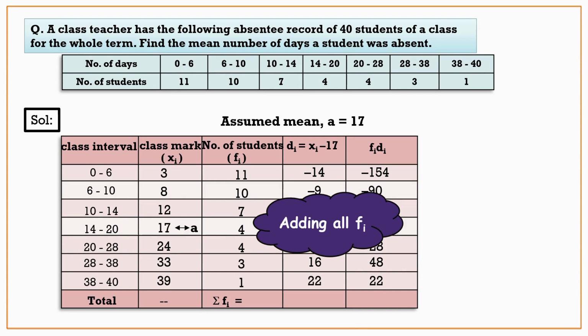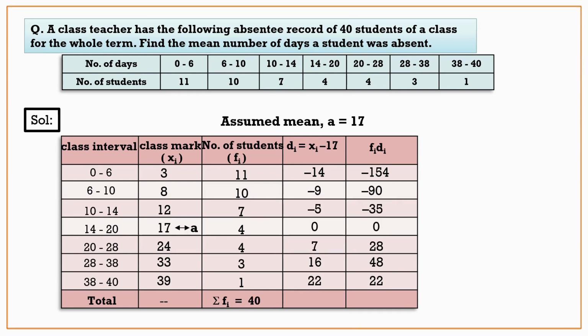So before that, all the class marks are less than the assumed mean value, right? And after that, whatever class mark is there will always be greater than the mean value. So that's why we are getting the negative values at the beginning, and then after that the positive values. Now we will just add all the fi's.